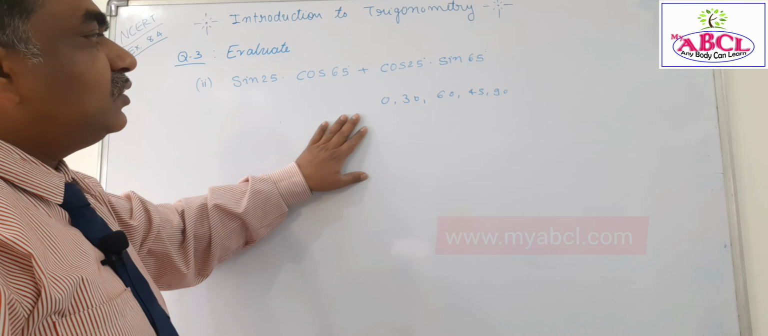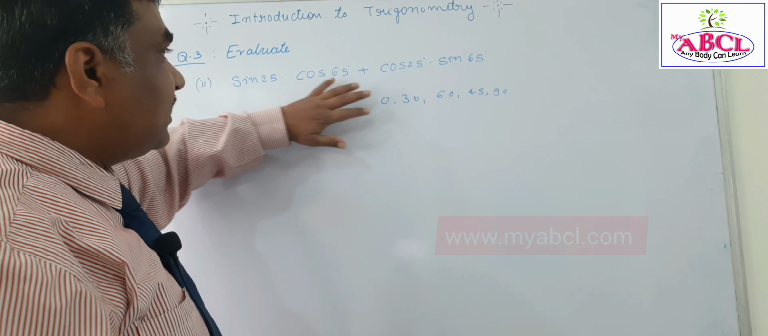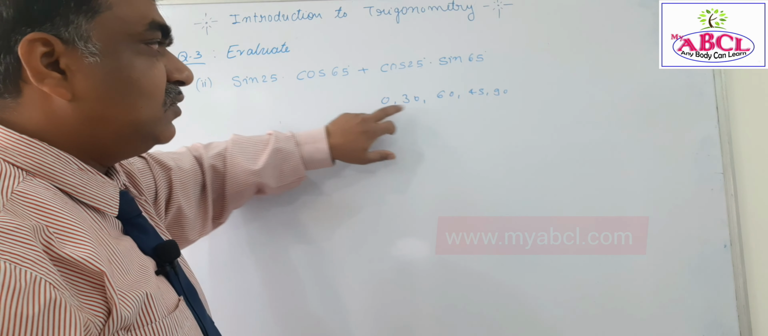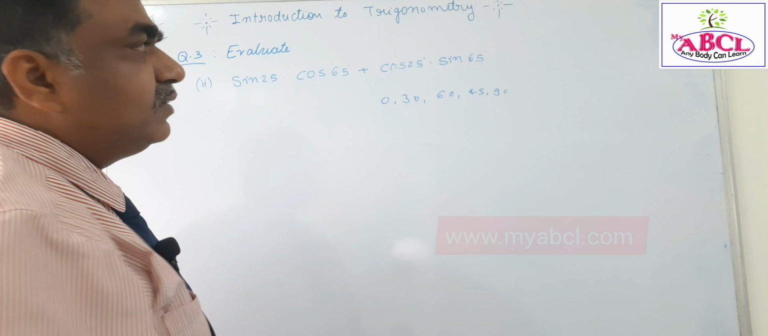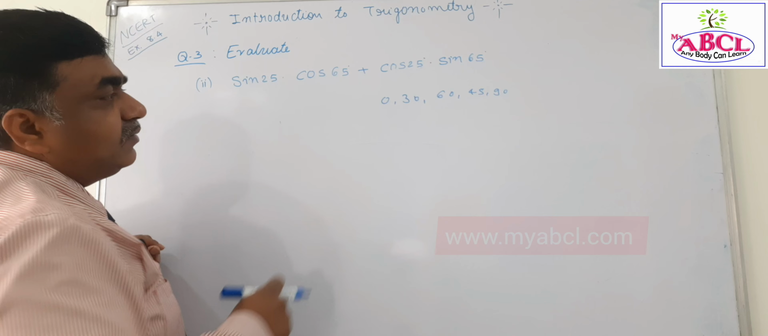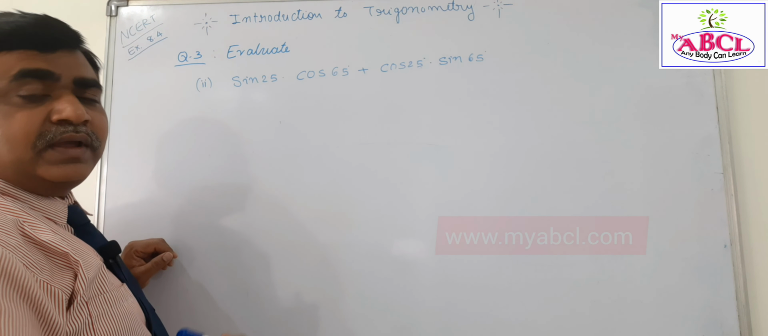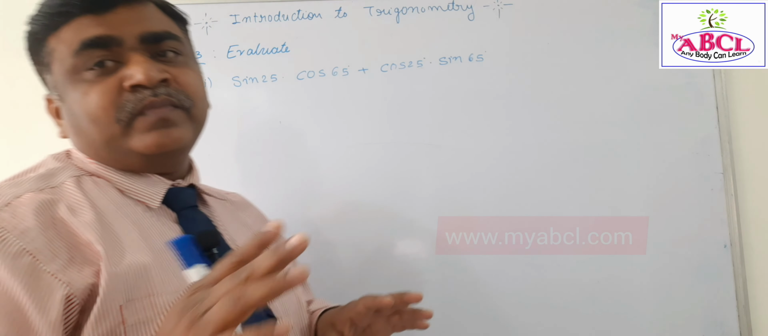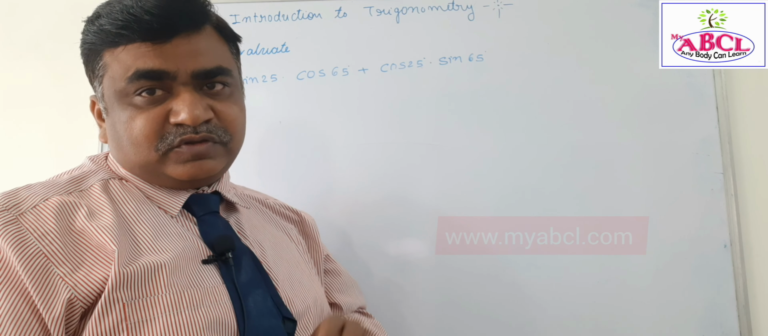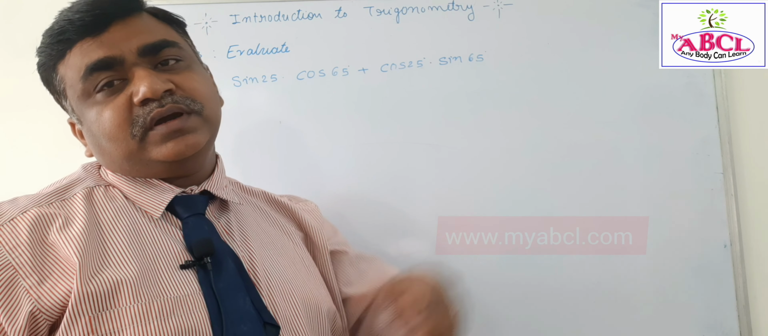So if you find this kind of angles, not 0, 30, 60, 45, 90, then you should think about the complementary angles to convert them. First of all, you need to use the complementary angle, and then you need to apply an identity, and accordingly you can convert them.